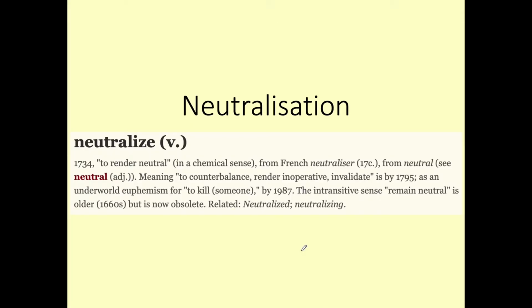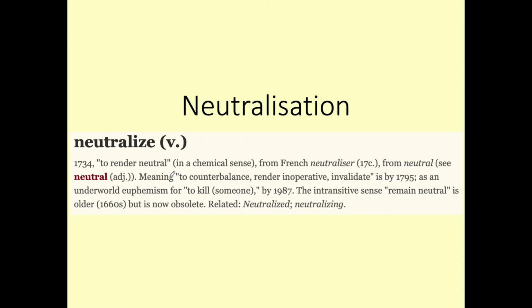So what we're going to be looking at today is neutralisation. Now I've just been using the term neutral when talking about charges, but we also use neutral when we're talking about acids and alkalis. So when we're talking about neutralising something, we are making it neutral.